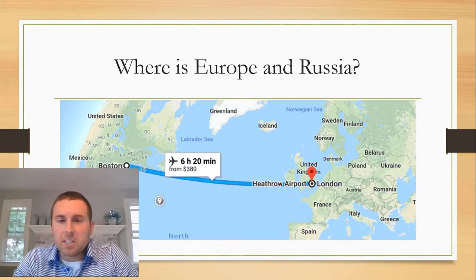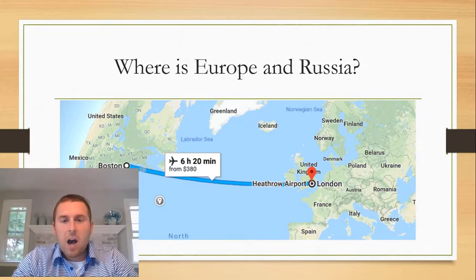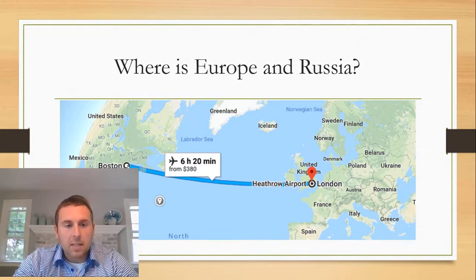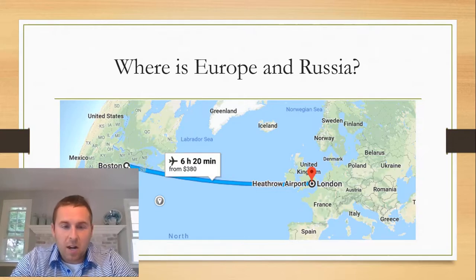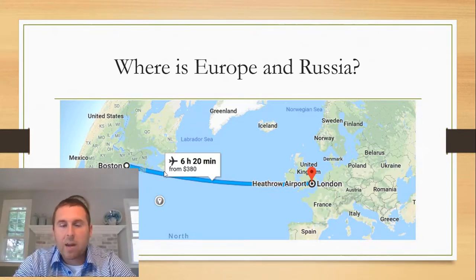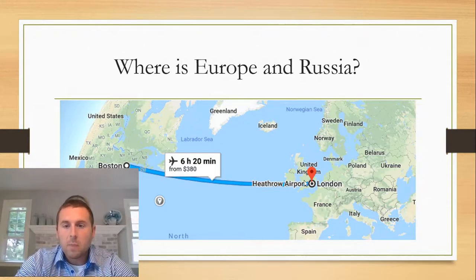So, where is Europe and Russia? Okay. So this is a picture from Google Maps. If we were to go from Boston, Logan Airport, you were to get on an airplane and fly across, it takes about 6 hours to get to London. We're going to fly over the Atlantic Ocean. So we fly all the way across the Atlantic Ocean, and Western Europe is this part right here.